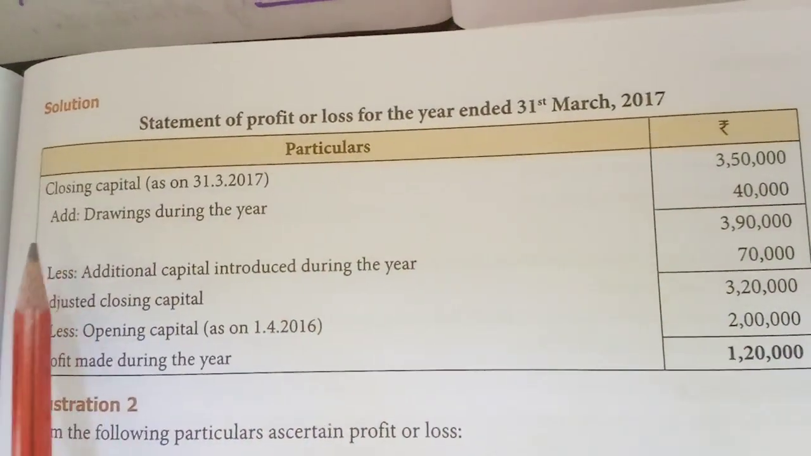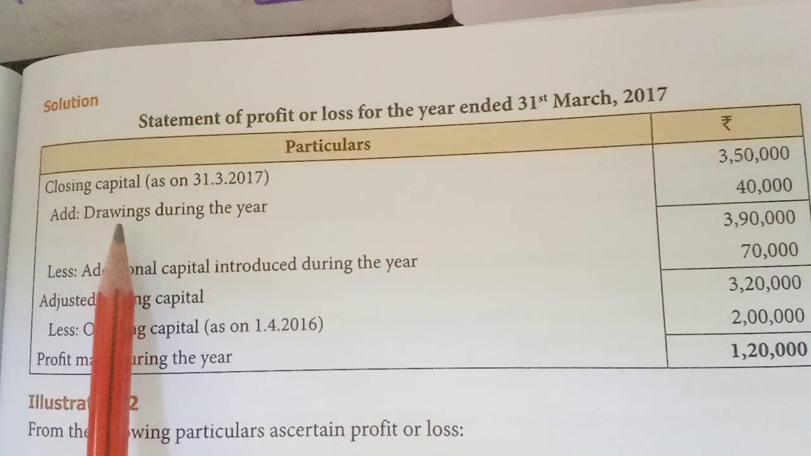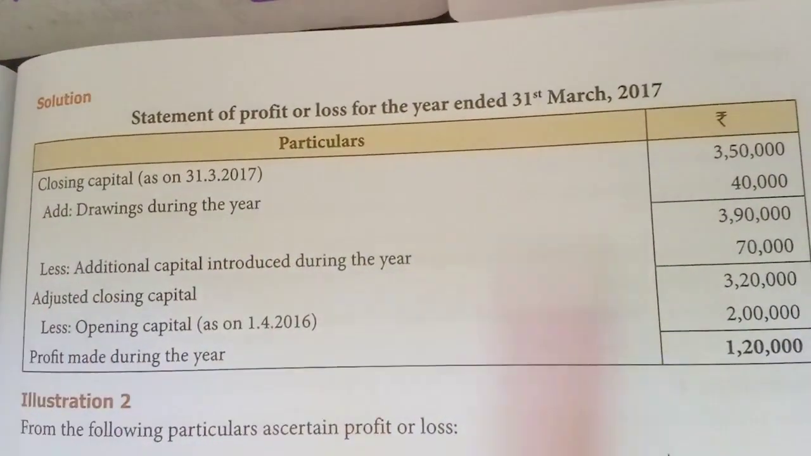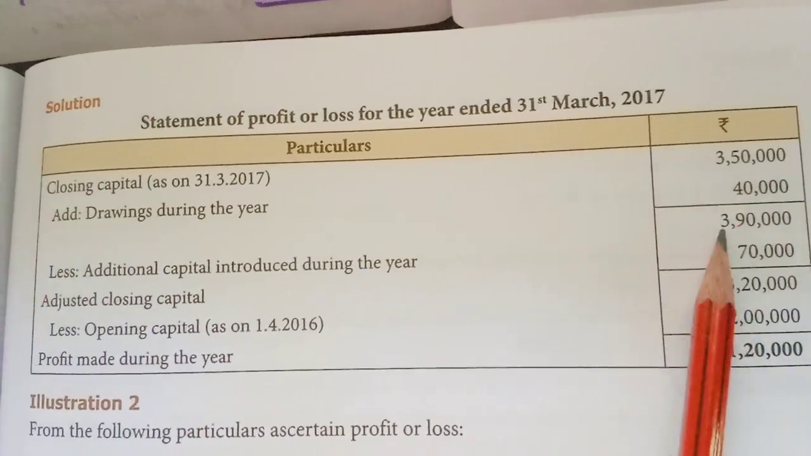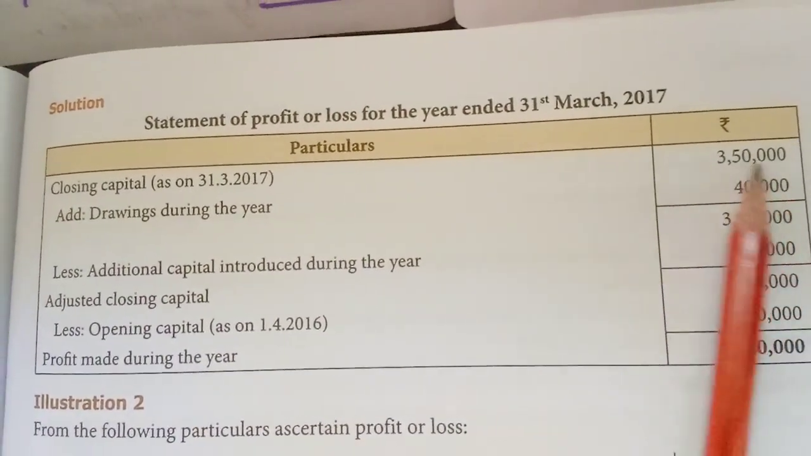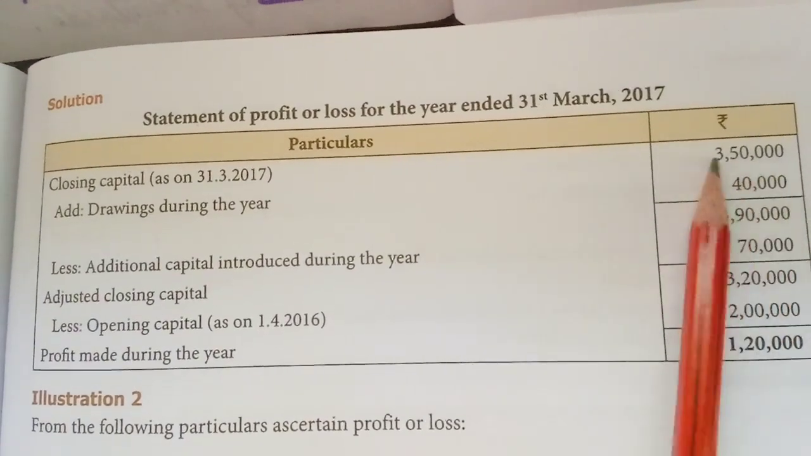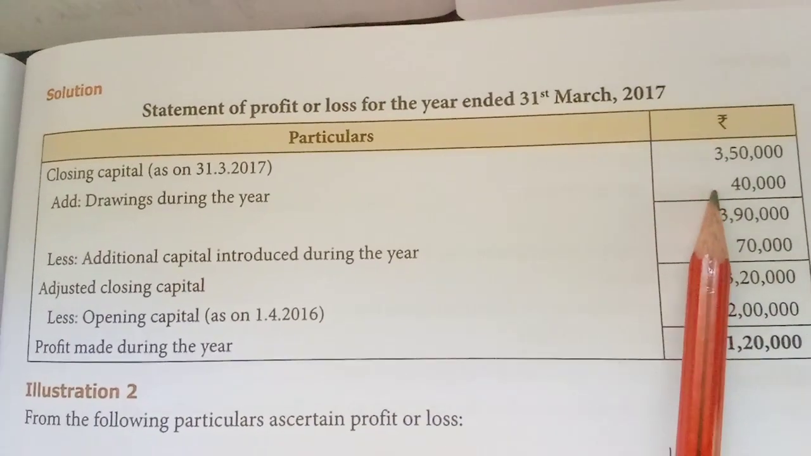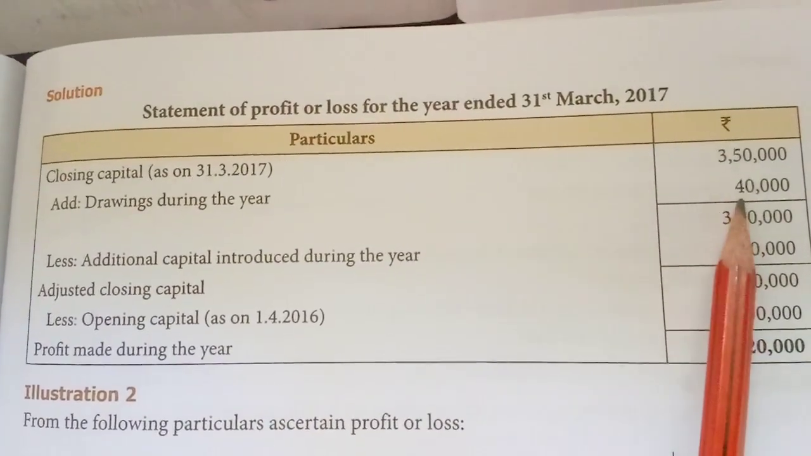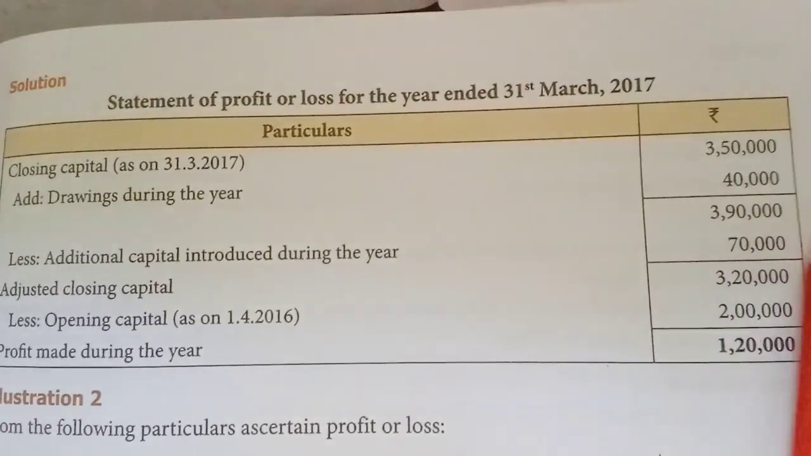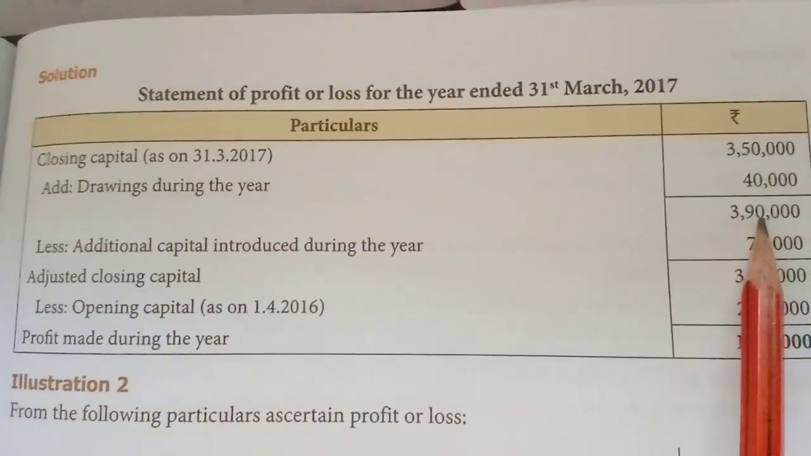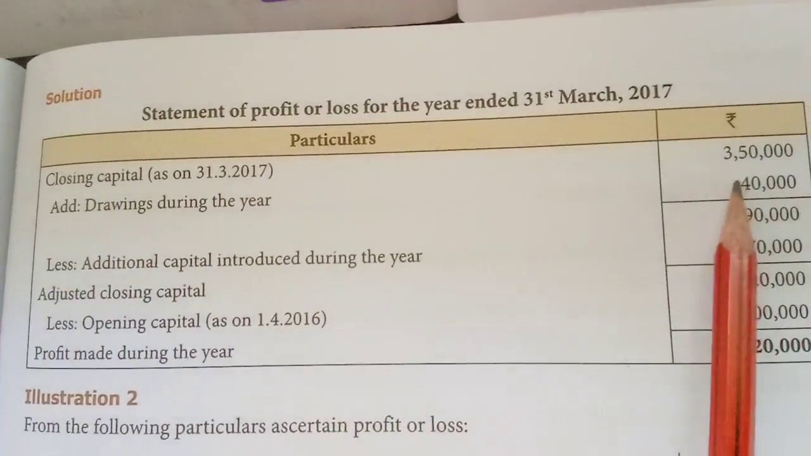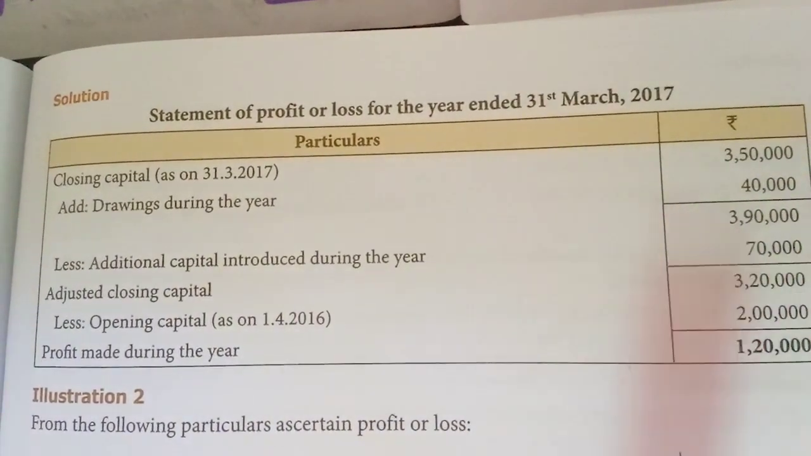3,50,000, add drawings. One word will be enough. Here they have written this one, you can leave it. Add drawings. Then you draw one line and add. When you write the digits, the place value must be correct. Don't write this 4 just below this 3. 40,000. Then draw a line and write 3,90,000.